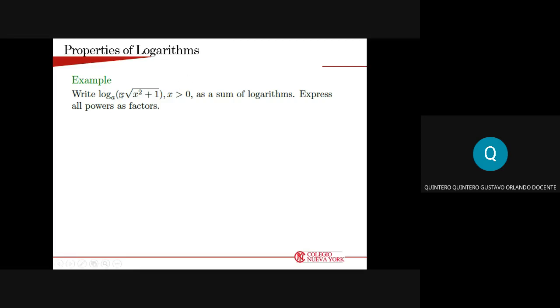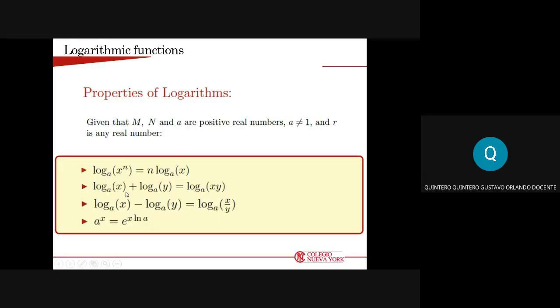All right, we're going to write this logarithm as a sum of logarithms, right? So at the end, we need to have a bunch of logarithms being added, sums, so addition. And we also need to make sure we express the powers as factors. So we are making good use of the second and the first property. Second property means addition of logarithms. First property means exponents or powers as factors, right?